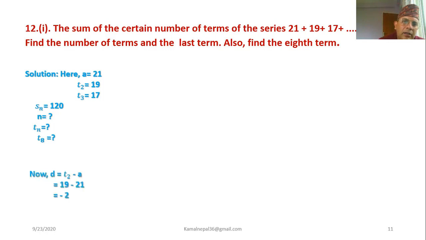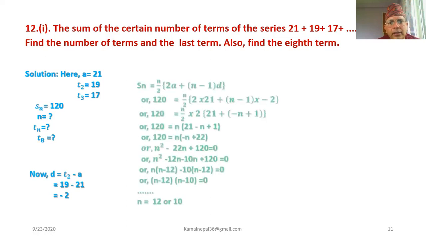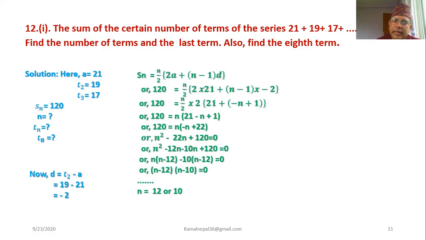So now d is equal to T2 minus a. It is 19 minus 21, which is minus 2. You have a, the common difference, and we need to find out n. Now you have the formula Sn is equal to n by 2, 2a plus n minus 1 d. Then substitute the values of Sn, a, and d. Sn is 120, a is 21, and d is minus 2.